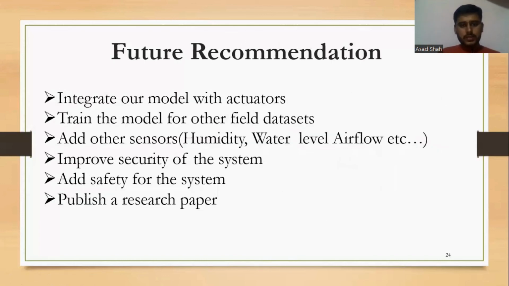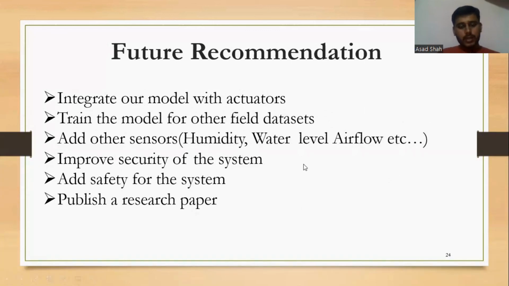The future recommendation is what we can do in the future: we need to integrate our system with actuators, so that we will have a robot or something like that that will cut the weeds if they are found. We also need to train the model on other field datasets, and we need to add other sensors as well. In the current scenario, we are using only a camera, but we need other sensors like humidity, water level, airflow, etc., because this collected data will be helpful.